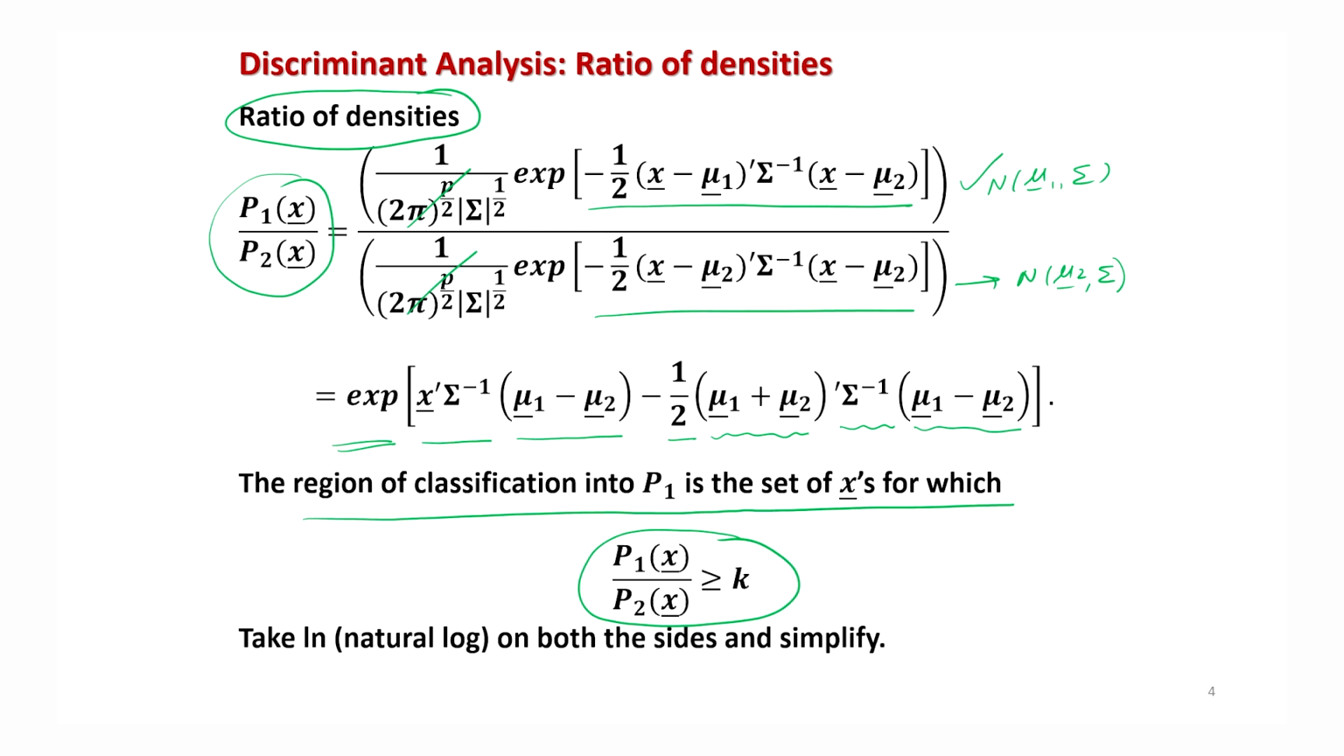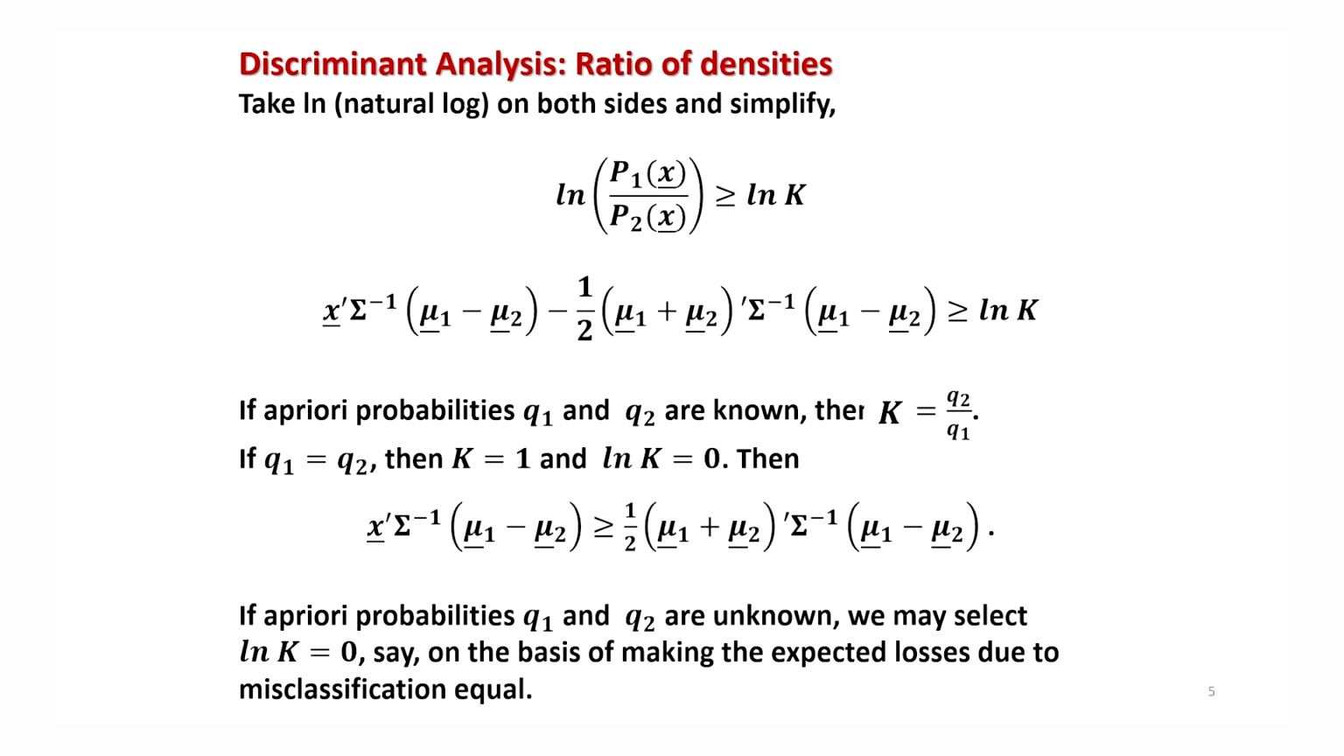So now we try to simplify it, and k, I can write down, is some constant, some threshold value, right. And now we take the natural log of this ratio of densities. So this will become log of P1(x) upon P2(x), which is greater than or equal to log of k. Log of k is again a constant, so we don't have to worry.